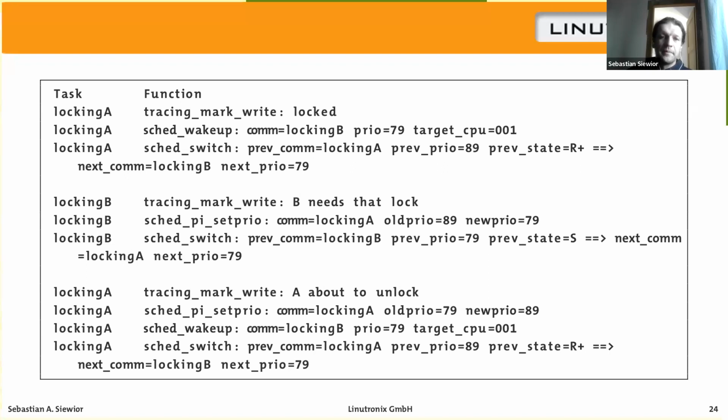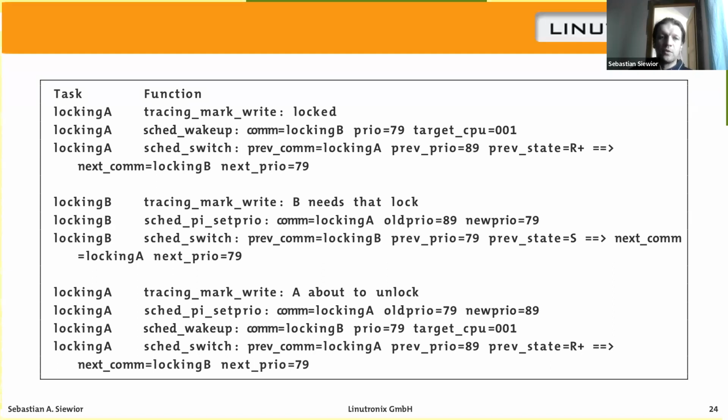Now, the locking B thread also needs that lock that is currently owned by locking A. And in order to get it, it hands over its priority, basically 79. The lower number is the higher priority, so it basically goes down to 0. And locking A increases its priority from 89 to 79. And the next step is that the scheduler switches over from locking B to locking A.